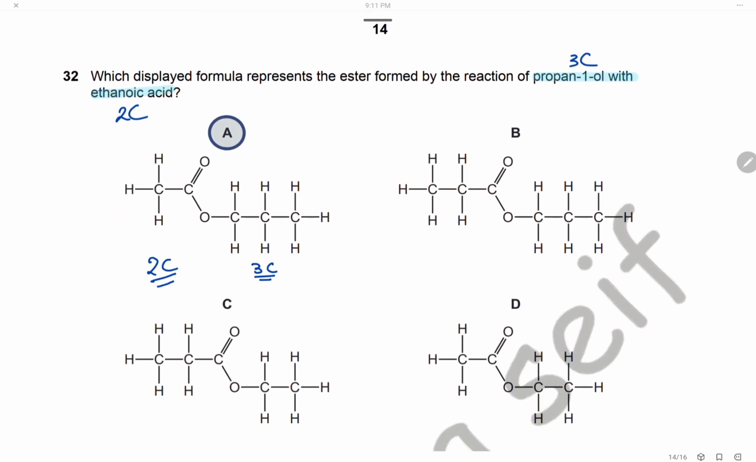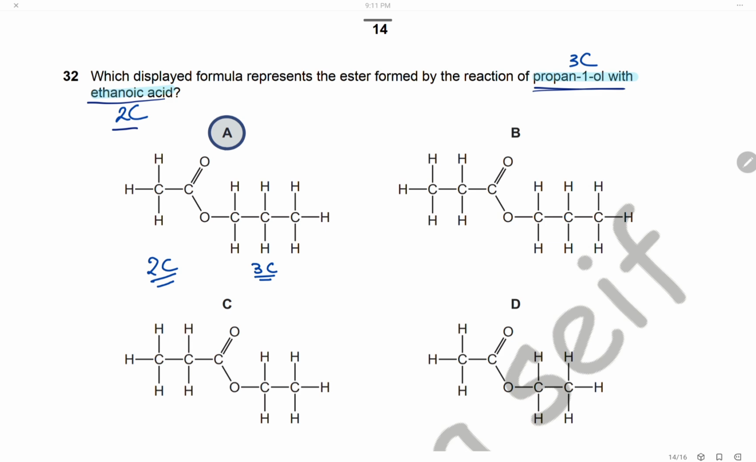Question number 32. Which displayed formula represents the ester formed by the reaction of propan-1-ol with ethanoic acid? Propan-1-ol is an alcohol that contains 3 carbon atoms, and ethanoic acid contains 2 carbon atoms.